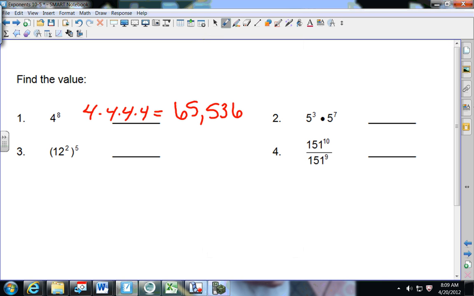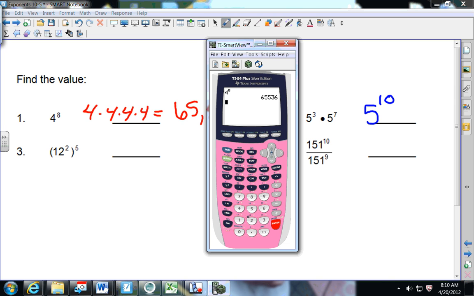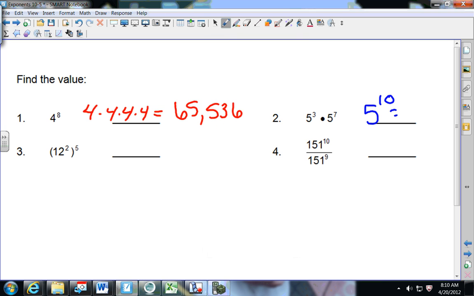Now over here on this one, if you wanted to simplify it first, the bases are the same, so 5. And what do you do with the exponents? You add them. So that's to the 10th power. If I wrote it all out, I would take 5 caret 10 and press enter. And whoa, that's a big number. What is it? 976,5625.